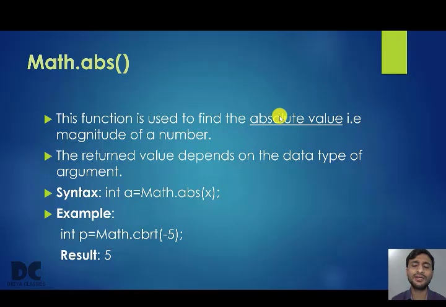Next is Math.abs. ABS means absolute value.